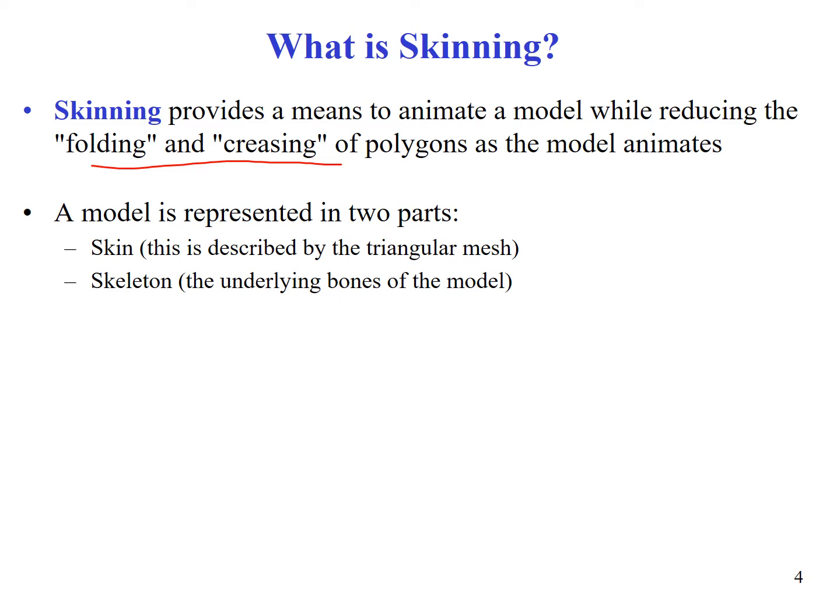A model is represented in two parts. The first part is the skin, and the second part is the skeleton. Skin is described by the triangular mesh, whereas the skeleton is the underlying bones of the model. In your rendering, you don't actually see the skeleton, you only see the triangular mesh. However, the triangular mesh is animated with the help of the skeleton.